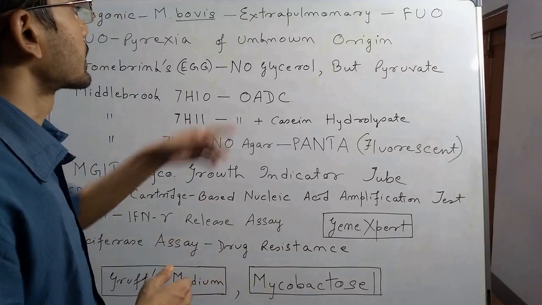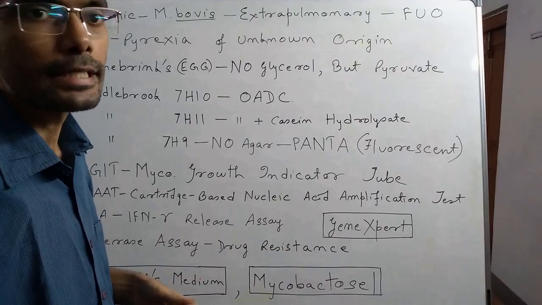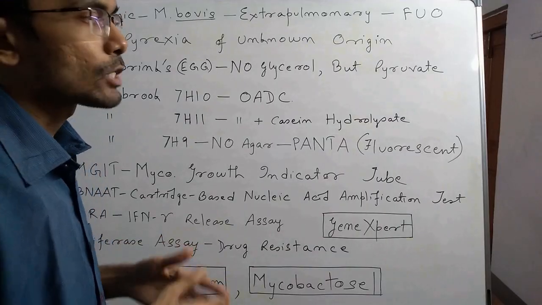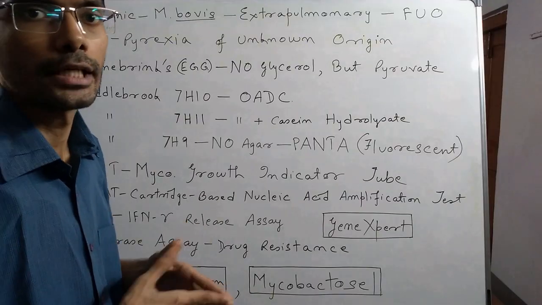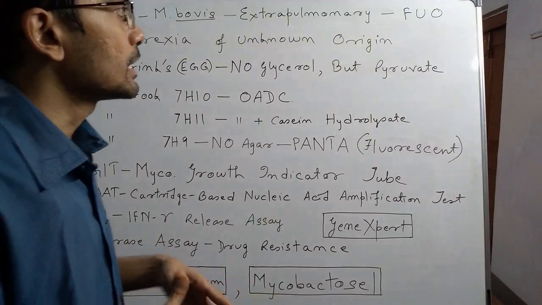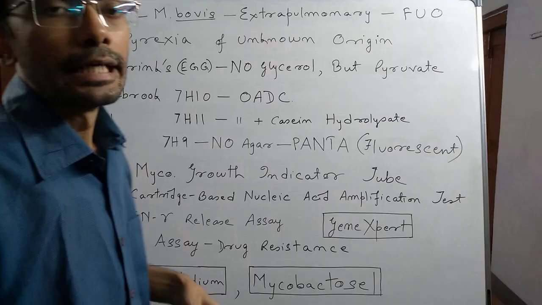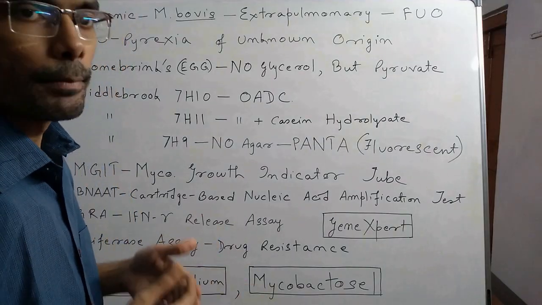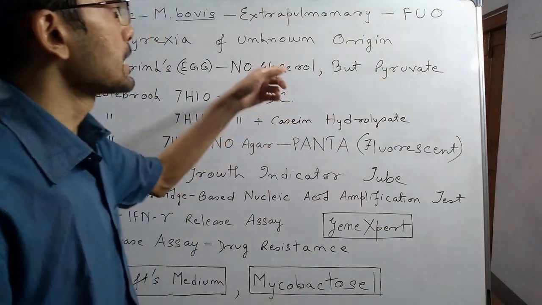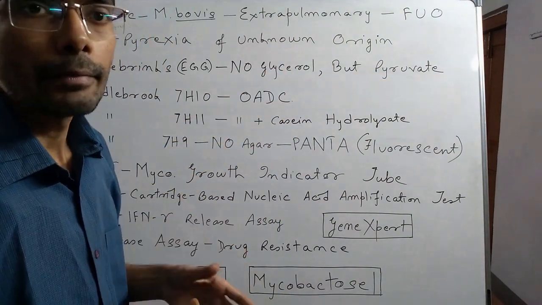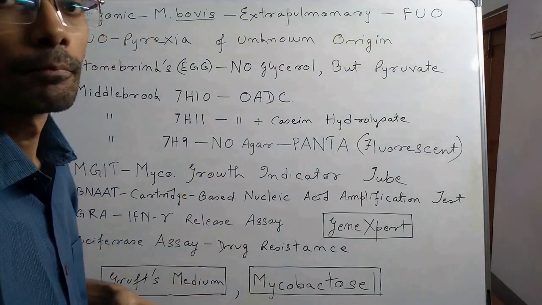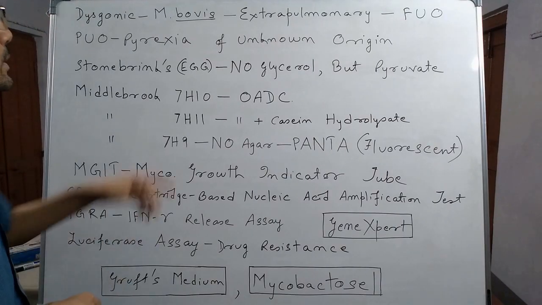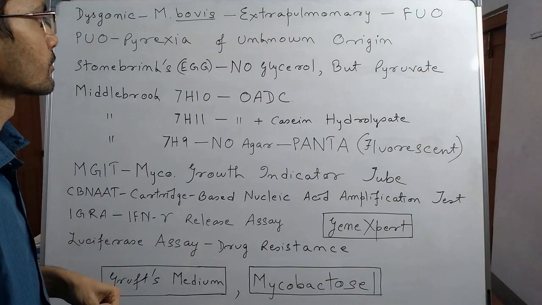Growth is sparse because glycerol present in LJ medium inhibits the growth of M. bovis, but it enhances the growth of MTB. That's why MTB had an eugonic or luxuriant growth. But if LJ medium is supplemented with pyruvate, it enhances the growth of both M. bovis and MTB. So a medium where pyruvate has replaced glycerol provides the optimum conditions for the growth of M. bovis. And this purpose is served by Stonebrink's medium, which is again an egg-based medium.